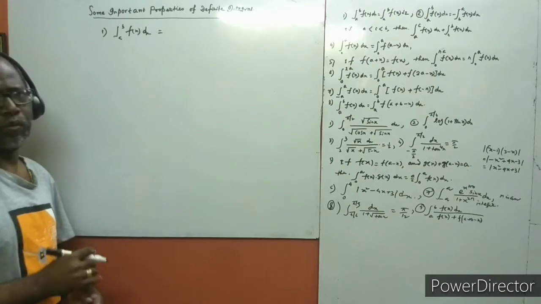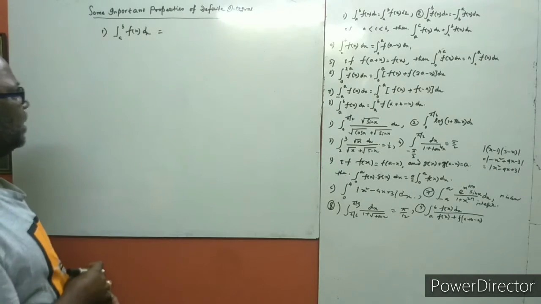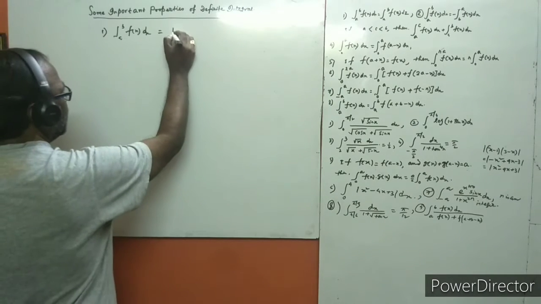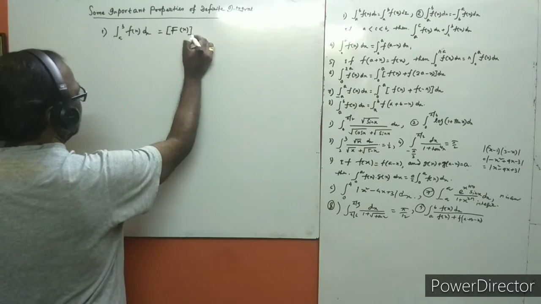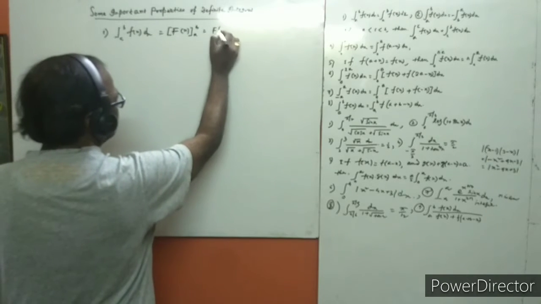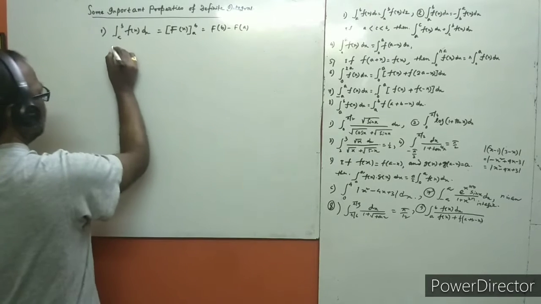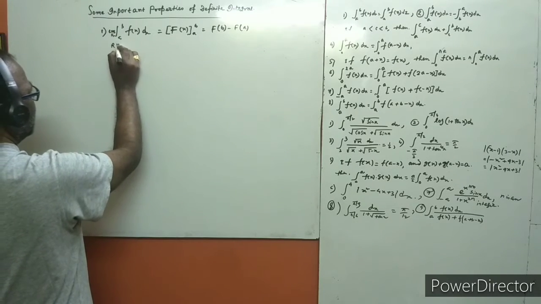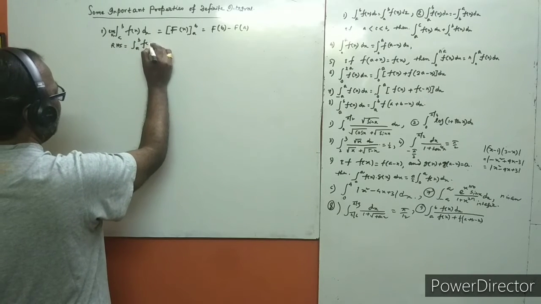Let us assume that when the function f of x is integrated, the result is capital F of x, and we put lower limit a and upper limit b. So we get F of b minus F of a on the left-hand side. On the right-hand side, again a to b with the same function, but the variable here is z.